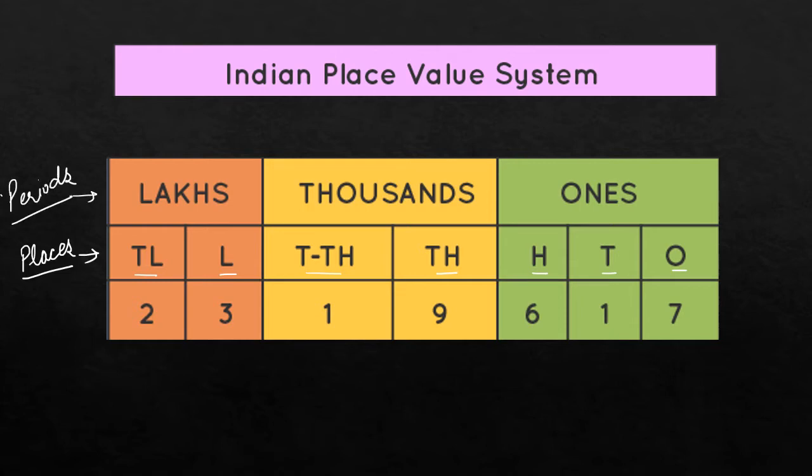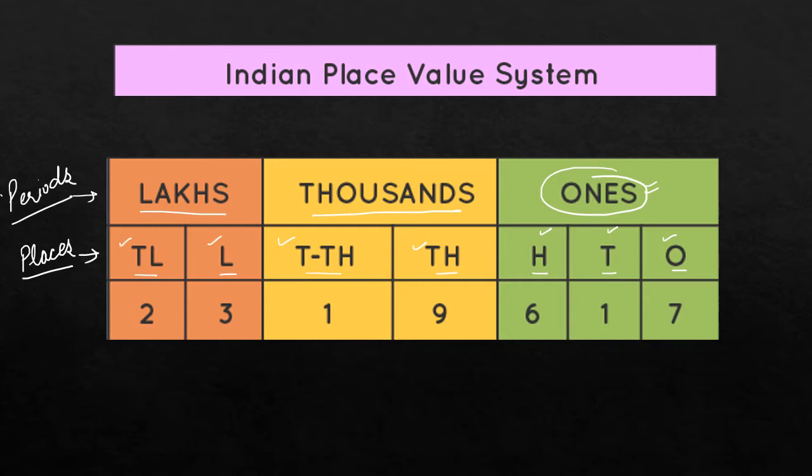You can see the first period we have is the ones period. In ones period we have ones, tens, hundred. These three places lie in ones period. Then next we have thousands period. In thousands period we have two places, 1000 and 10,000. Then we have lakhs period where lakh and 10 lakh are there.